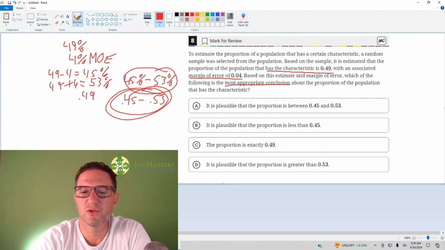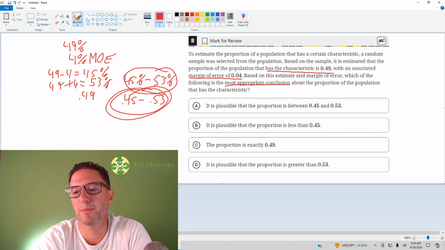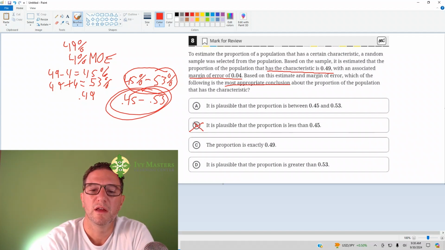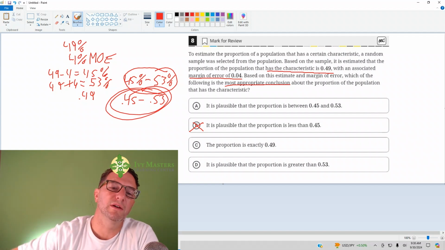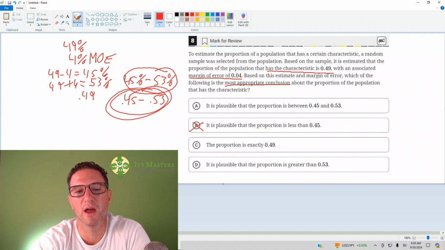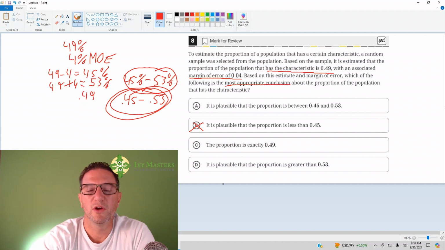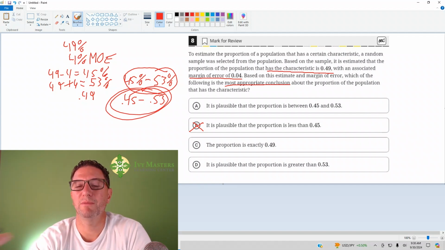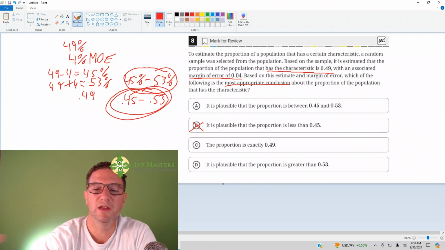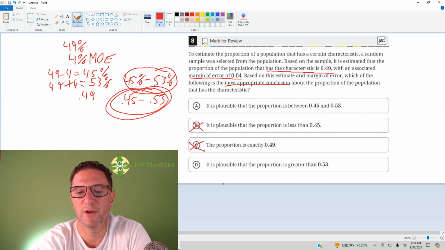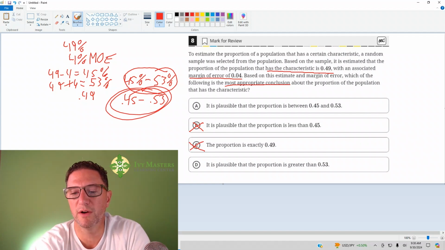We'll look at the other answer choices though. Answer choice B, it's plausible that the proportion is less than 0.45. Highly unlikely. That's the lower bound of the margin of error. Answer choice C, the proportion is exactly 0.49. If it were, the only way you could really determine that is if there was no sampling. It was like the actual population. I mean, I've never heard of a survey definitely being exact and having no margin of error.